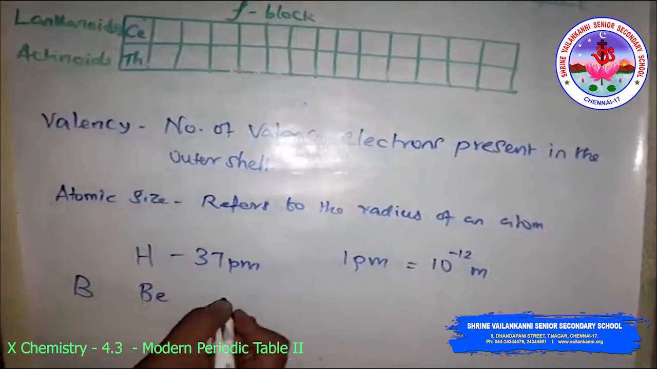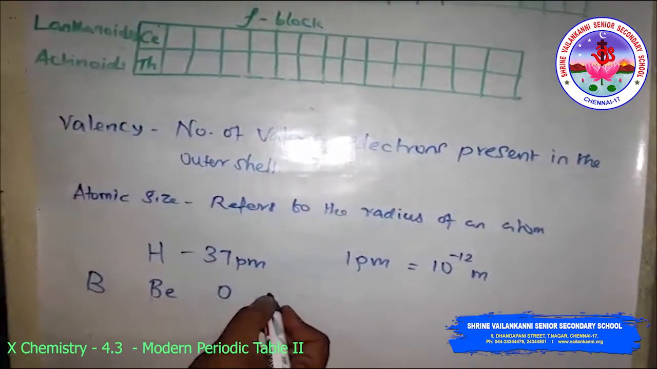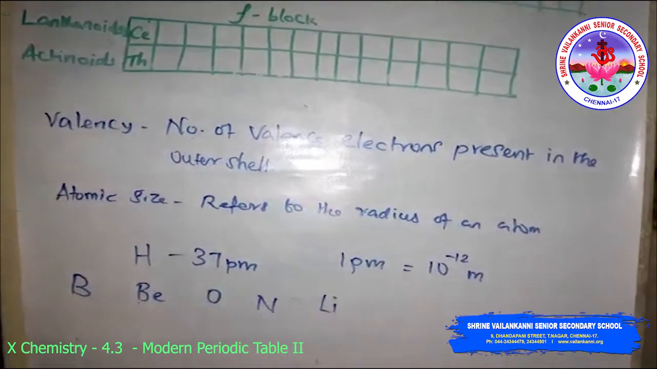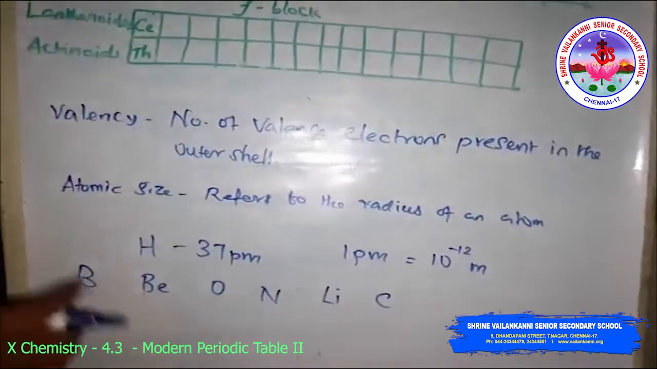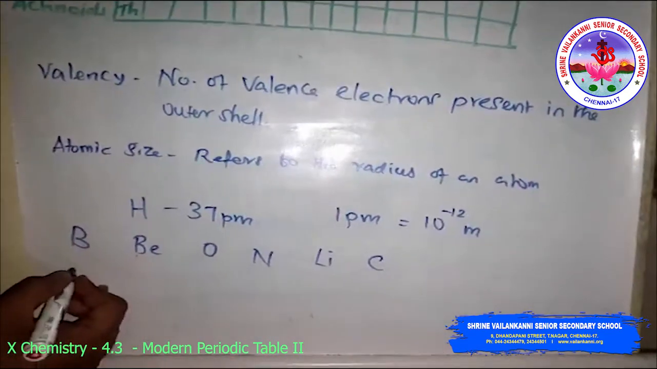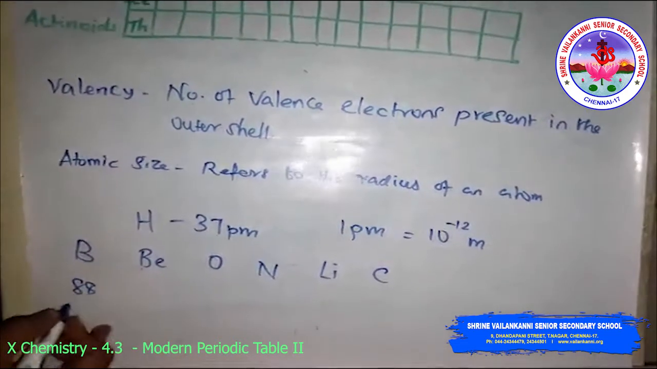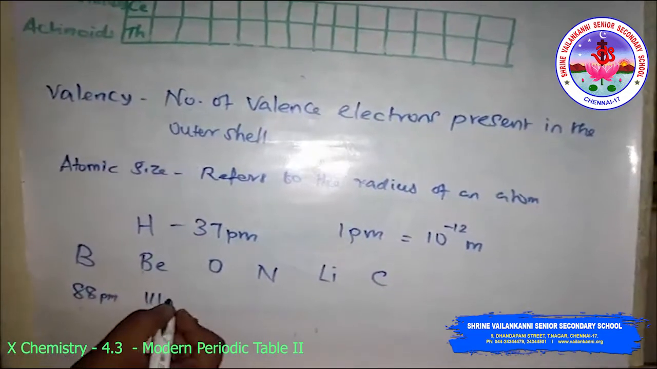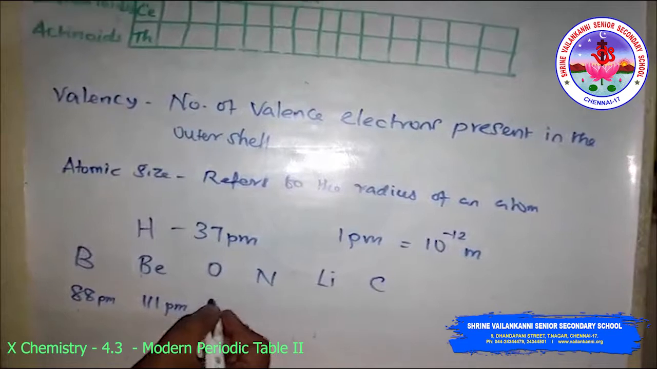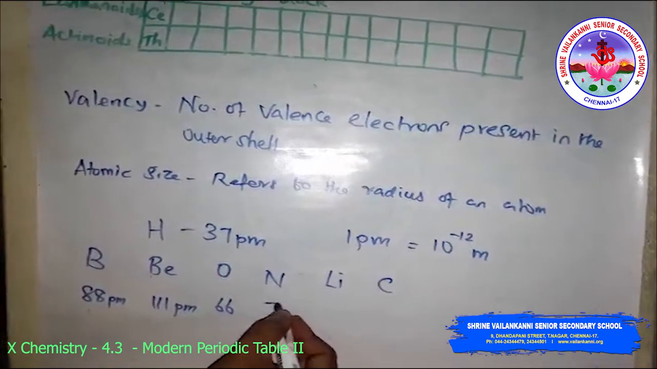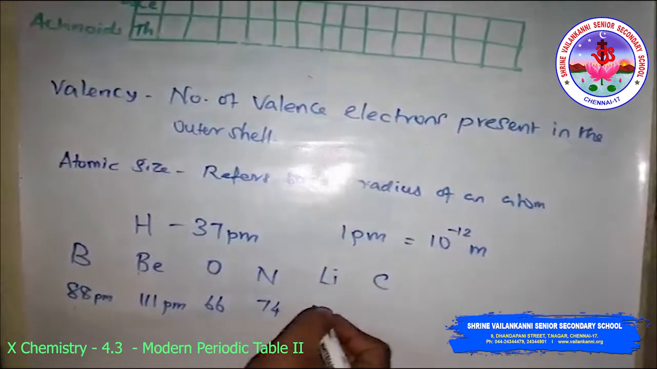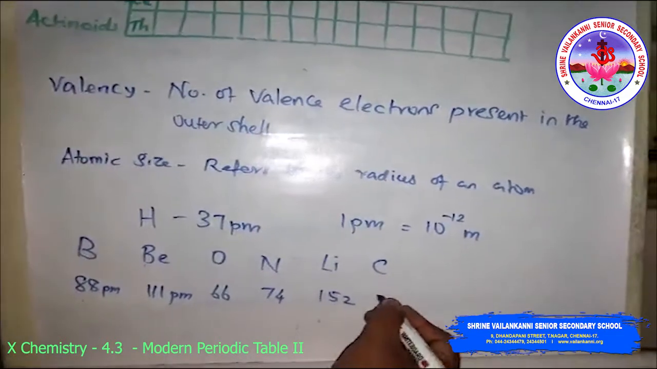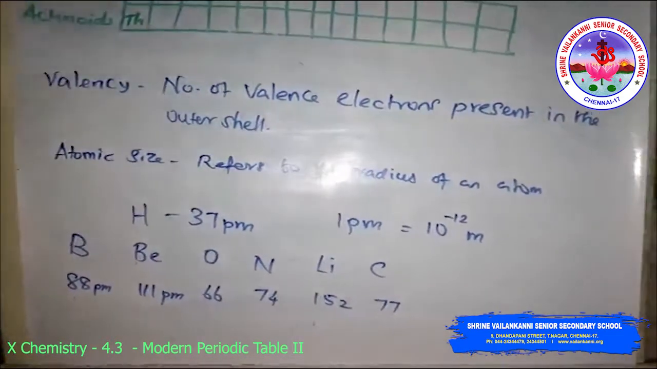suppose boron, beryllium, oxygen, nitrogen, lithium, carbon. Look at here. So I will give the atomic radius, the unit is picometer. Boron is 88 picometer. Beryllium is 111 picometer. Oxygen 66 picometer. Nitrogen 74 picometer. Lithium 152 picometer, and carbon is 77 picometer.